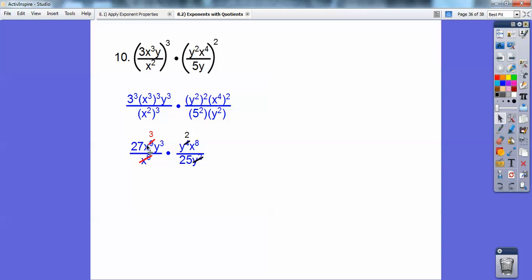Here I have x to the 3rd, x to the 8th. I'm going to add 3 plus 8. And then I have y cubed, y squared. I'm going to add, y to the 5th. And then I'm just left with the 25 on the bottom right there. All right, and that's the final answer. Okay, and that's probably as hard as you're going to get on that, okay? Nice work, you guys.